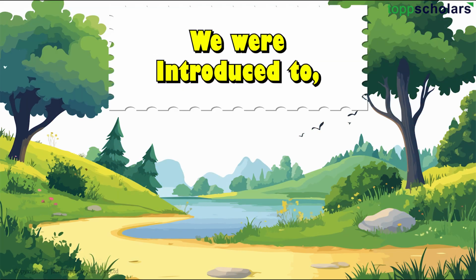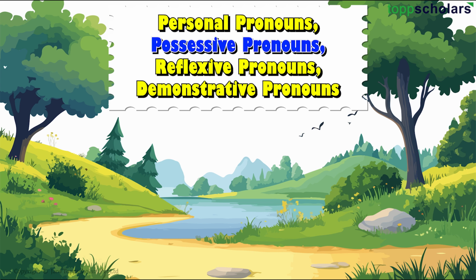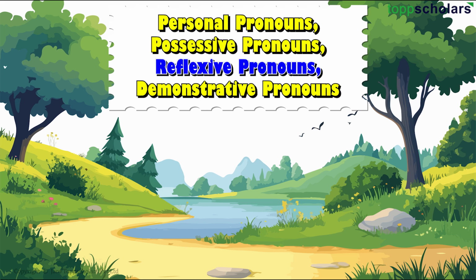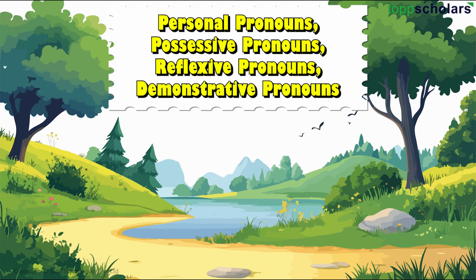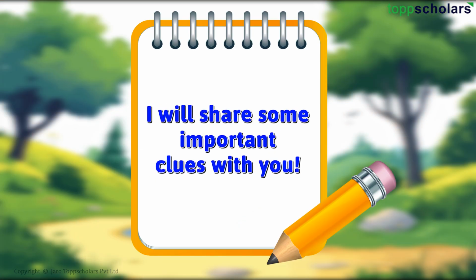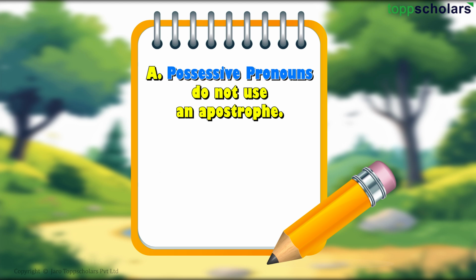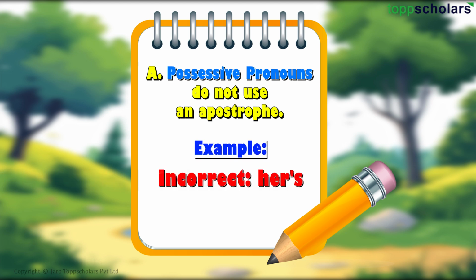Hello, Top Scholars! We were introduced to personal pronouns, possessive pronouns, reflexive pronouns, and demonstrative pronouns. We learned of their uses with the help of examples. I will share some important clues with you. A. Possessive pronouns do not use an apostrophe. For example, hers.